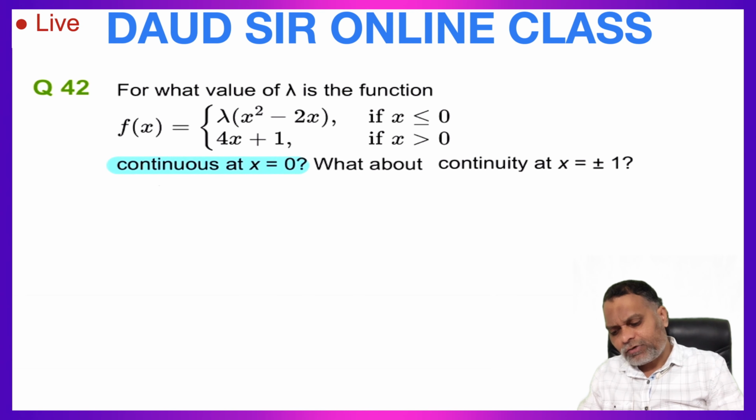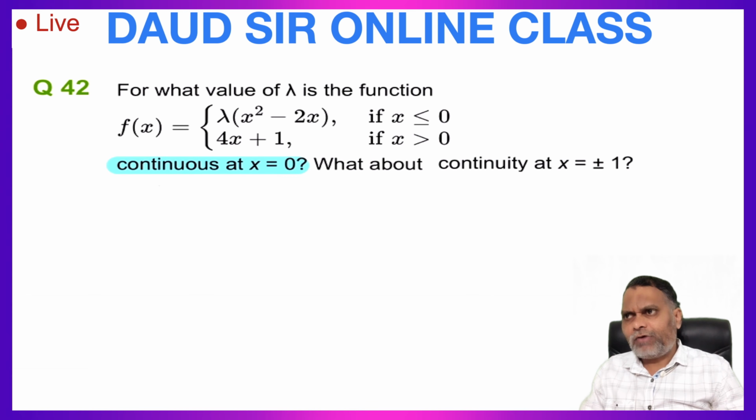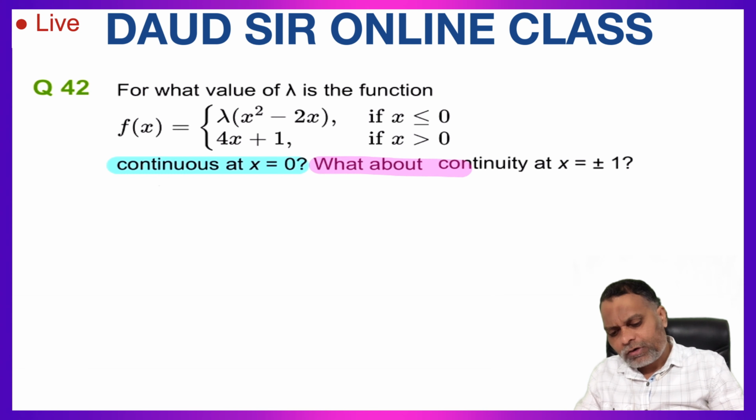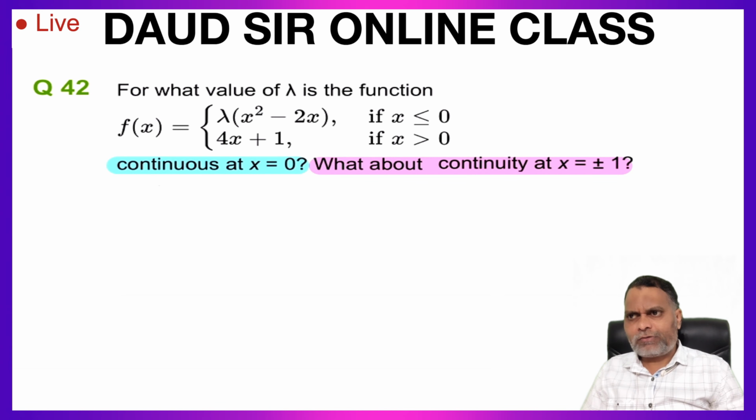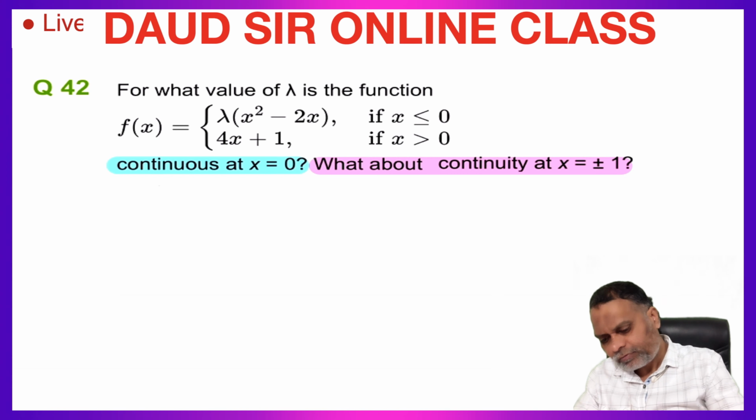Continuous at x is equal to 0, for which value of lambda is this function continuous at x is equal to 0, and what about continuity at x is equal to plus 1 or minus 1? So first calculate the value of lambda for which the given function is continuous at x is equal to 0, then we can discuss the continuity at x is equal to plus 1 and x is equal to minus 1.